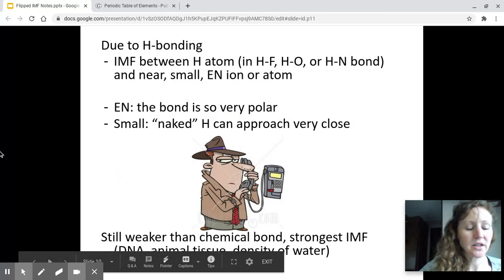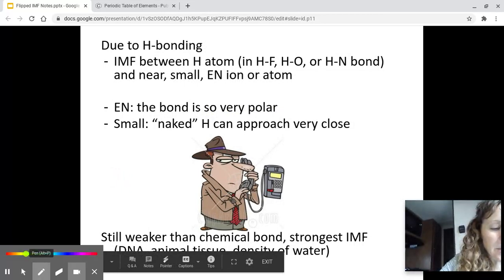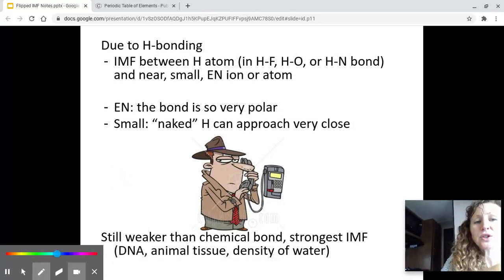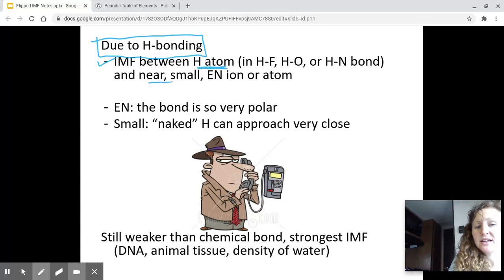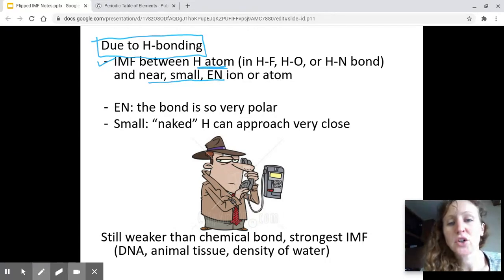Okay, so here's a nice little summary for us. So due to hydrogen bonding, why do we care about this exceptionally strong dipole-dipole force? Well, here's your definition of it. It's an intermolecular force between the hydrogen atom and a nearby small electronegative ion or atom. Again, it has to be fluorine, oxygen, or nitrogen.